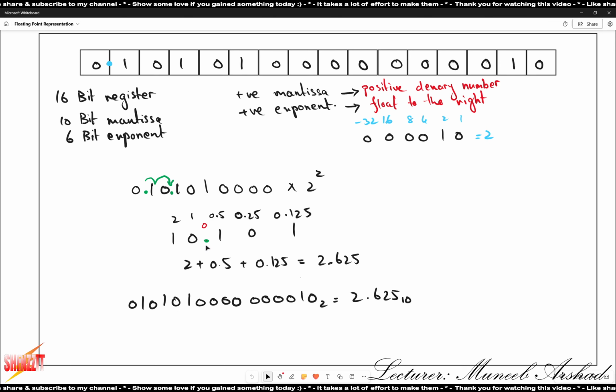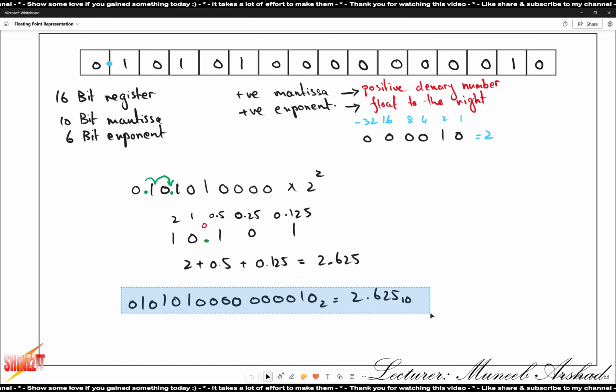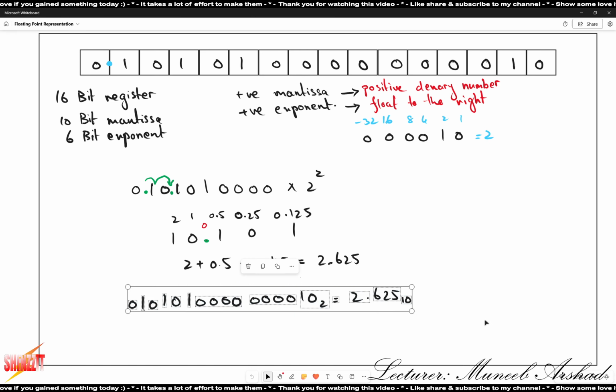So 1 0, this is the midpoint, 1 0 1. उसको हमने number gadget पे रखा. So this is 1, this is 2, 0.5, 0.25, 0.125. ठीक है. इसको add up करो. 2 plus 0.5 plus 0.125 is equal to 2.625. So that becomes our answer. आप उसको final इस form में भी लिख सकते हो if you want.